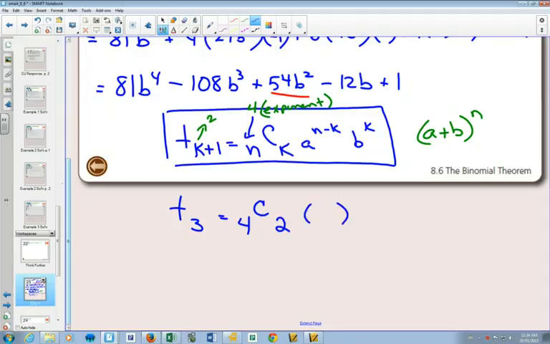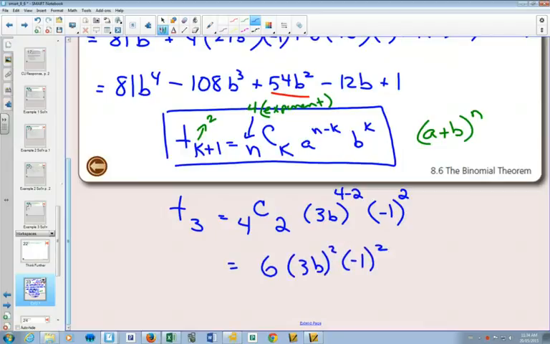a is the first term in the expansion. What we were expanding, our a was 3b, and it would be to the power of 4 minus 2. And our second term was negative 1, and it would be to the power of 2. 4 choose 2 is 6. This becomes 3b squared and negative 1 squared. I hope that you can see that this line is exactly what we wrote.